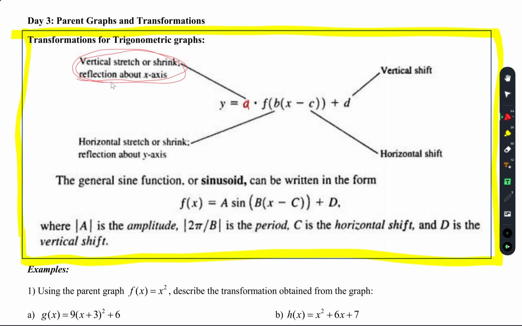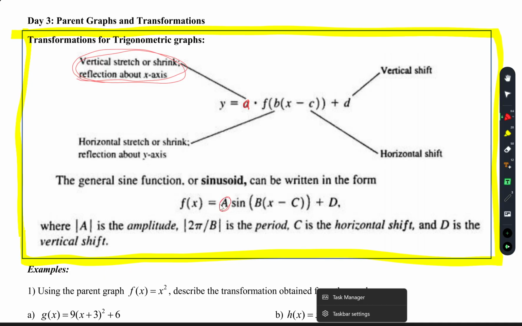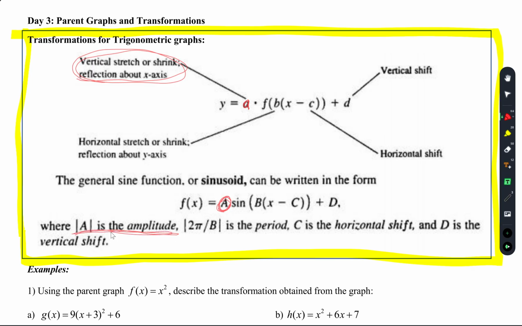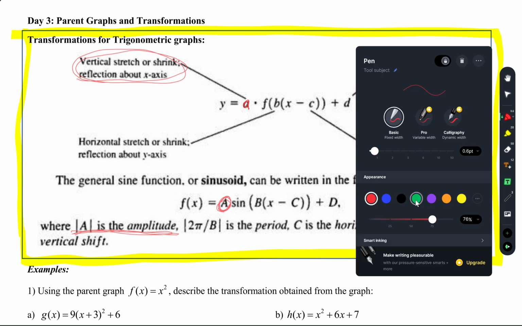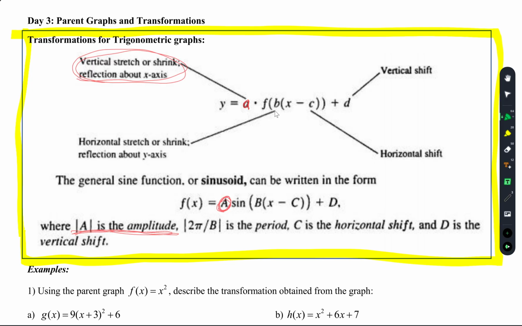If you're doing the general sine or cosine function, that's your amplitude. It's essentially how much you're going up and down. If it's negative, it's reflected over the x-axis. Then this next one, notice it's multiplication to the x value, like within f.